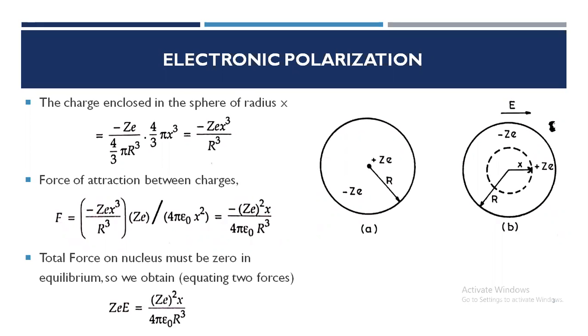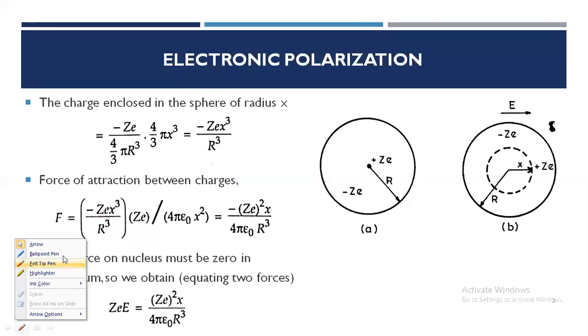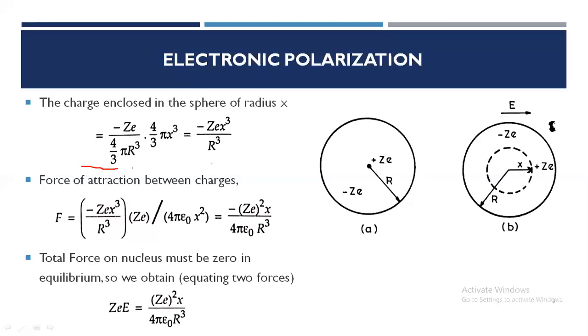The charge enclosed in the sphere of radius x can be calculated as: charge enclosed in the sphere at radius x is equal to minus Ze upon (4/3)πR³ into (4/3)πx³, and we get minus Ze into x³ by R³. Obviously, the 4/3 π terms cancel and what remains is x³ by R³.